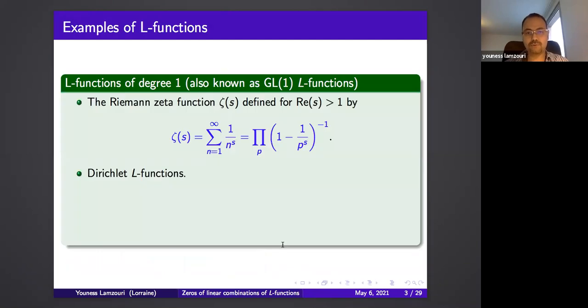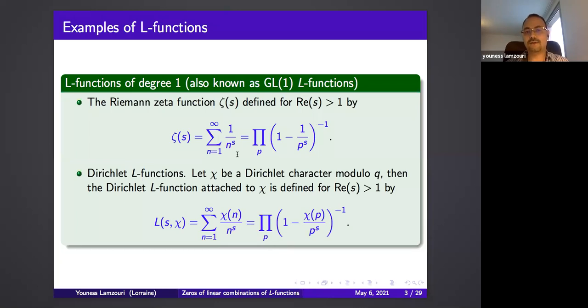So here are some examples for the non-experts. L functions of degree one: these are the Riemann zeta function. As you all know, this is the series sum of one over n to the s, which has an Euler product over primes of degree one. And then you have the Dirichlet L functions, which are attached to Dirichlet characters. If you take chi to be a Dirichlet character modulo q, the L function attached to chi is defined as the following series: chi(n) over n to the s. Because chi is completely multiplicative, you have an Euler product of (1 minus chi(p) over p to the s) to the minus one. And again, you have an analytic continuation and a functional equation for both, and the coefficients here verify the Ramanujan hypothesis trivially. So these are L functions of degree one.